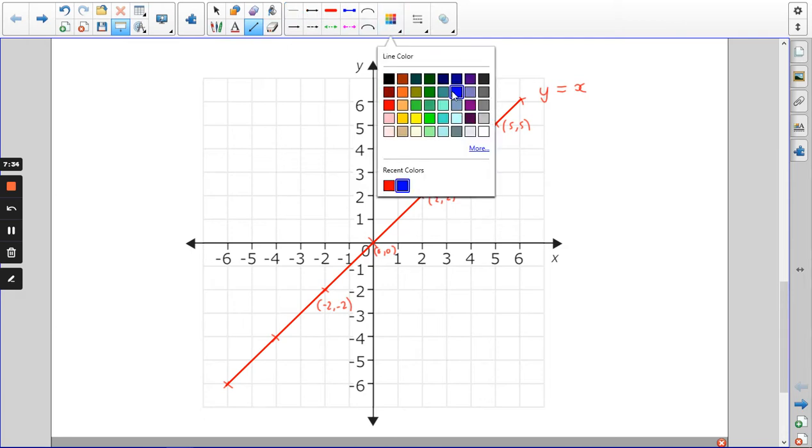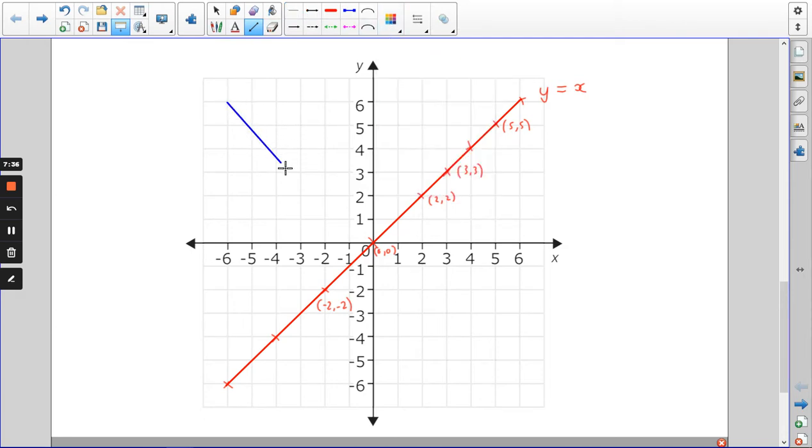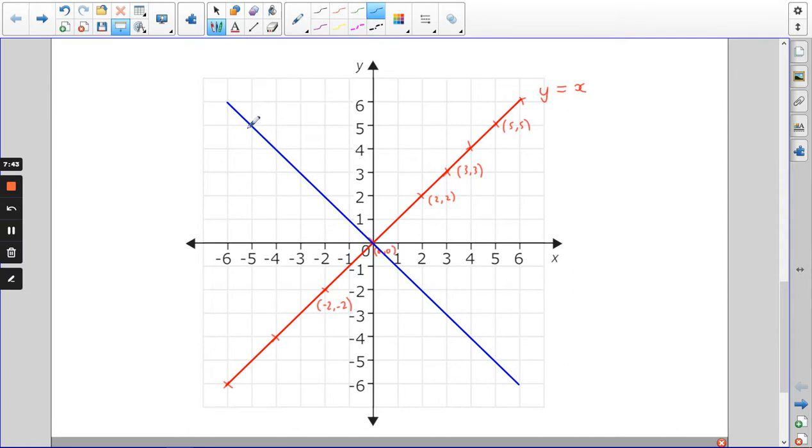If I go backwards and do the opposite diagonal line, have a look at some of the coordinates on this line. That would be minus 5, 5. This one would be minus 2, 2. This one is 2, minus 2. This one down here, look, would be 6, minus 6. Can you guess what the rule is that links those coordinates together?